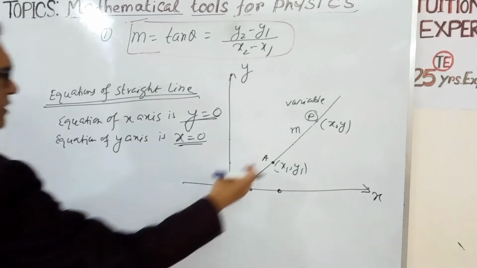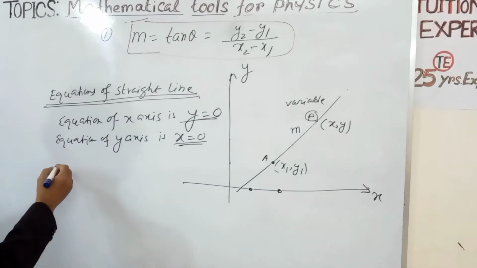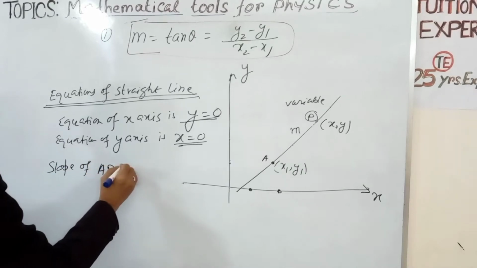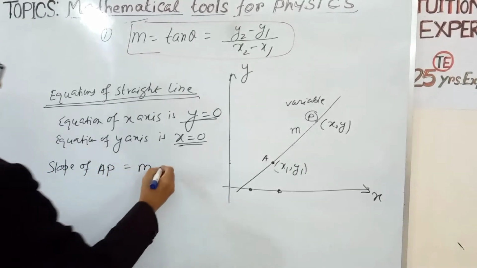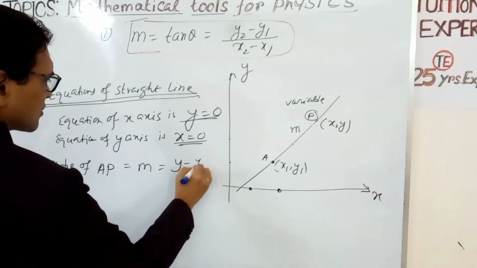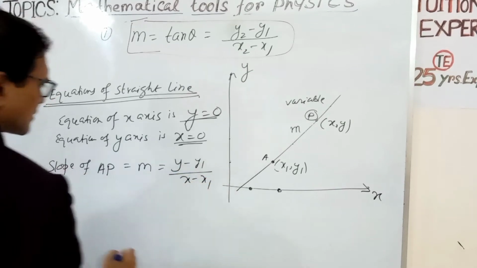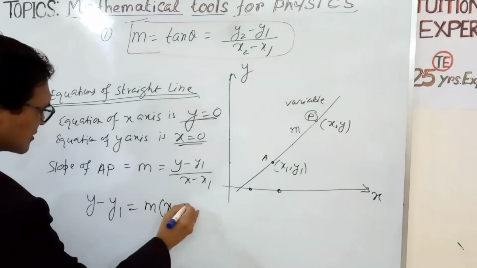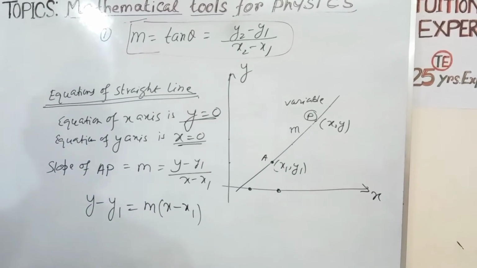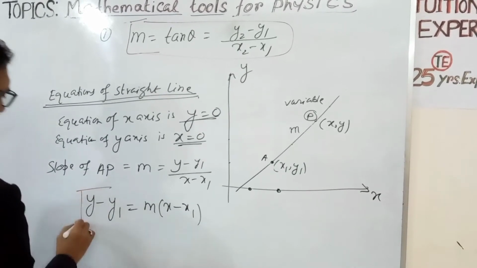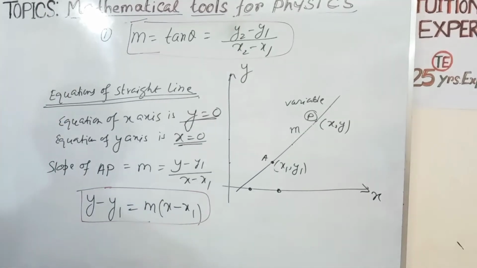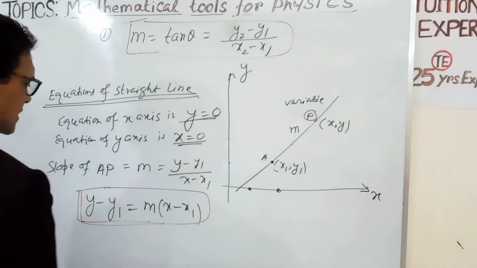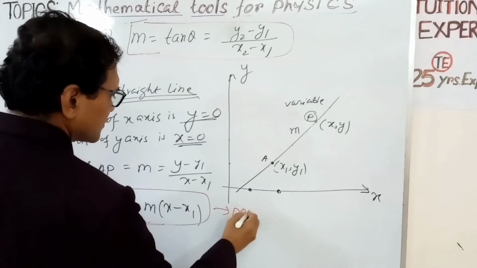So now the slope of the line AP is m, which is equal to y minus y1 by x minus x1. So this is another formula. If the slope of a line is given and a fixed point is given, the equation of the line will be this. This is the point slope form.